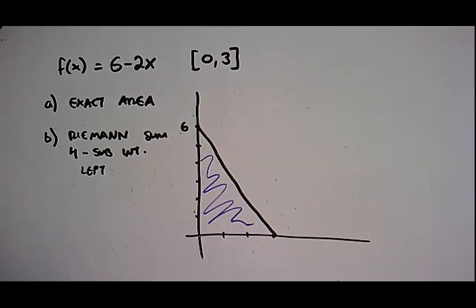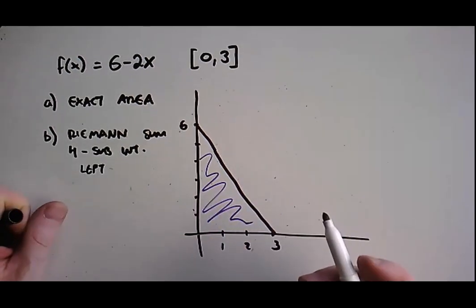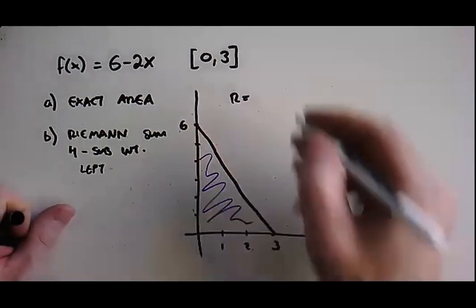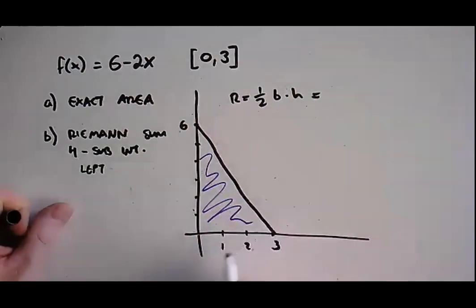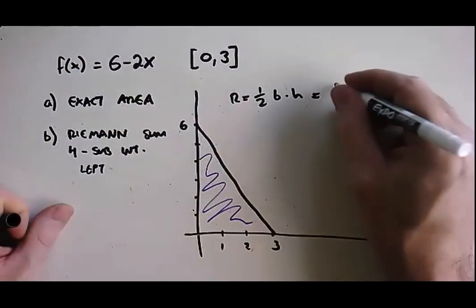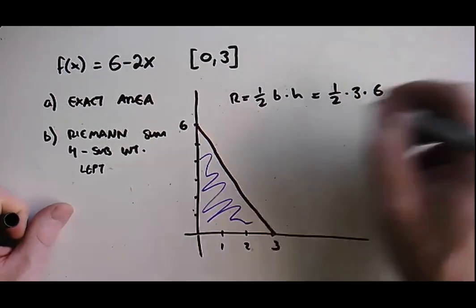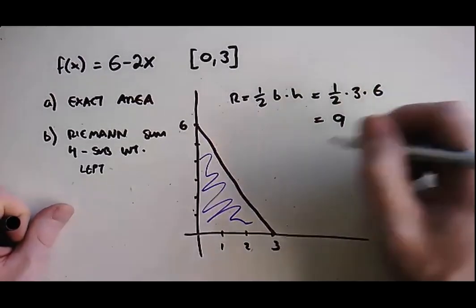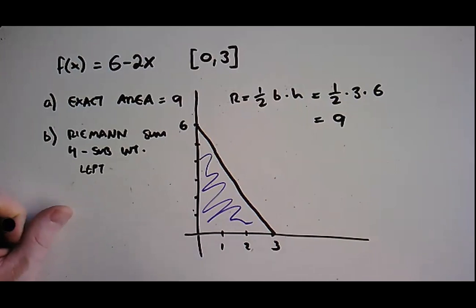Okay, so some of these problems are pretty easy to do using geometry. So the exact area of R is a triangle, right? So we can use the formula 1/2 base times height. The base is 3, the height is 6. So 1/2 times 3 times 6 is 9 units squared. So the exact area of this region is 9. We just know that from geometry.